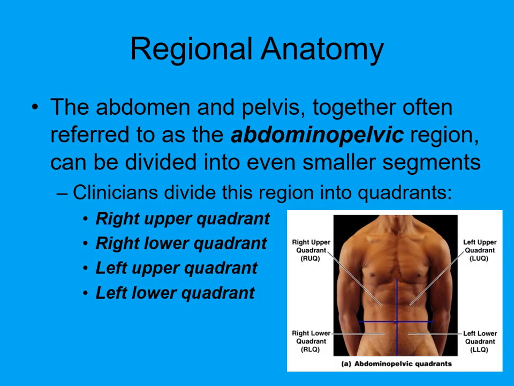Regional anatomy. This is where we divide the torso, first into quadrants. It can be divided into 4 different quadrants. Get used to this, that we're being very nice in the naming of it. It actually makes sense. You have the right upper quadrant, the right lower quadrant, left upper quadrant, and left lower quadrant. So this is a way of initially dividing the abdominal pelvic region into areas.